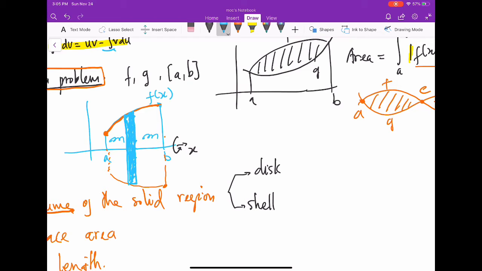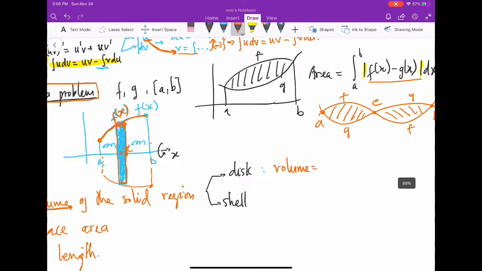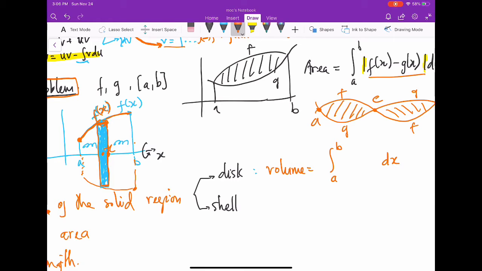So what is the formula of the disk method? Here is this function f of x. If you have some x right here, you should have f of x here. So what is the volume of this disk? The volume of this disk is equal to the height, which is delta x, times the area of the base. The base is a circle, so the area of the base is just pi times radius squared. So by the disk method, the volume is equal to the integral from a to b of pi times f of x, which is the radius, squared, dx. That is the volume of our solid region using the disk method.